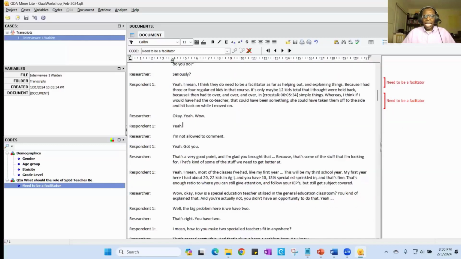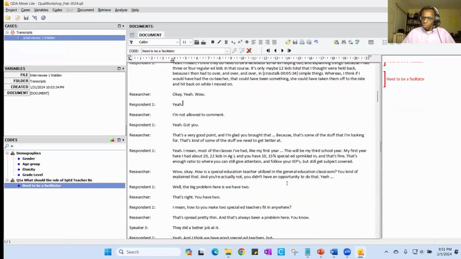Yeah, I mean, most of the classes I've had, like my first year, this will be my third year. My first year here, I had about 20, 22 kids in AG. And you have 10 to 15% special ed sprinkled in, and that's fine. That's enough ratio to where you can still give attention and follow your IEPs, but still get the subject covered. Wow. Okay. How is the special education teacher utilized in a general education classroom?